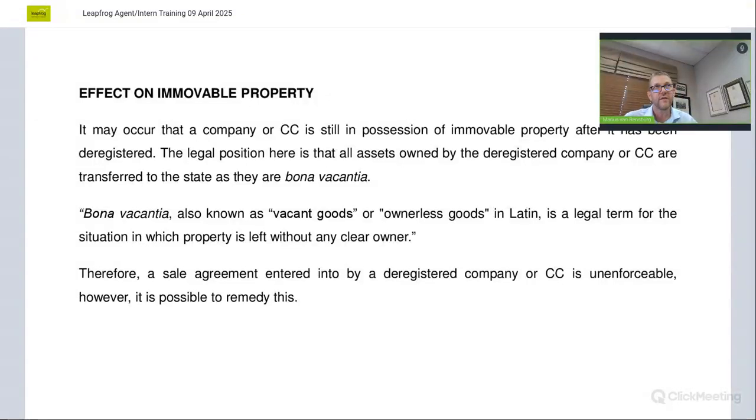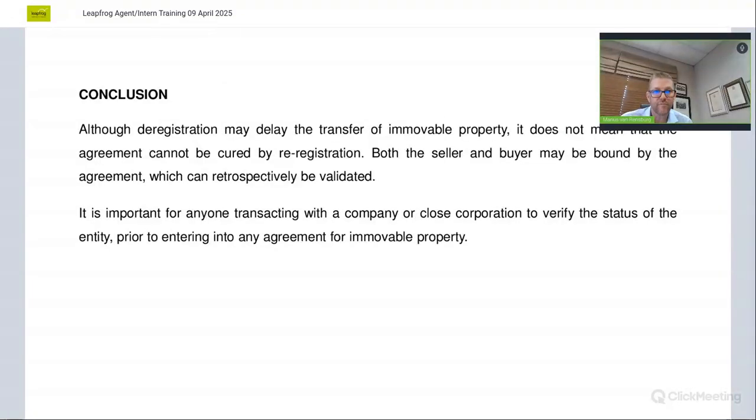Okay, so the question is, well, what do we do? So I've already said that if your company is deregistered or in deregistration process, go to your seller or your buyer and say, guys, take care of this before we go any further. And also understand that a sale agreement entered into by a deregistered company is not enforceable. So in other words, if I'm the buyer and I buy a property from a seller, and the seller is a company that's deregistered, I can turn around to that seller and say, Mr. Seller, this is not a valid agreement.